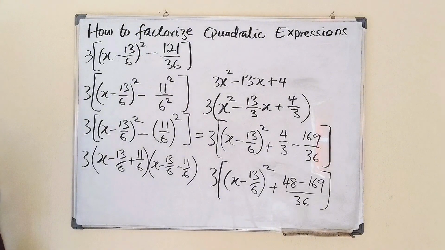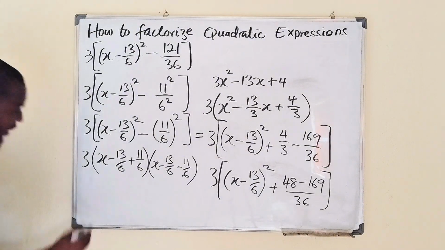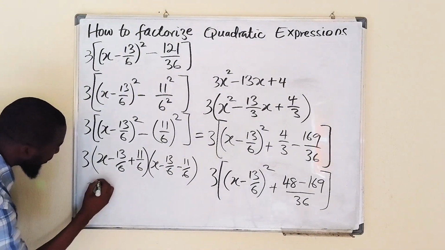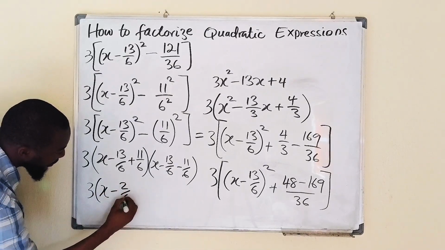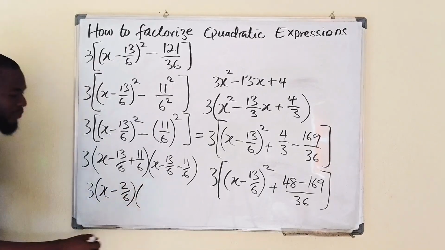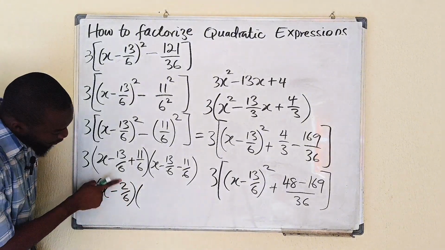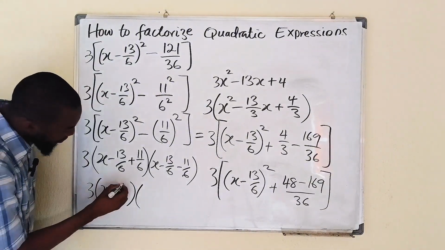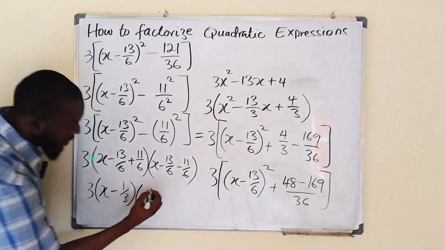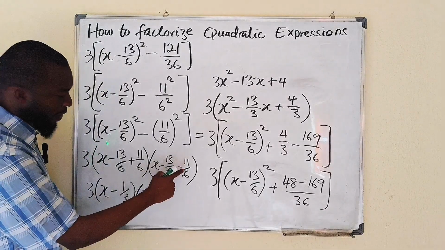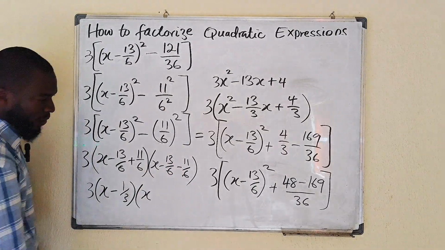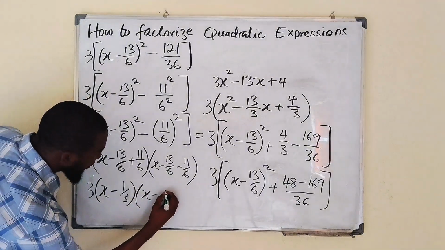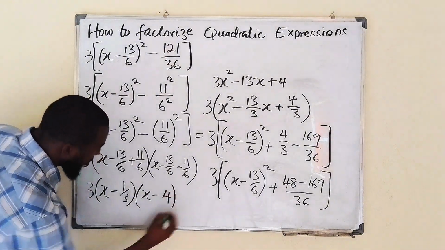Minus 13 plus 11 is minus 2, right? So this is 3 multiplied by x minus 2 divided by 6. But 2 over 6, I think, is 1 over 3. So I can write it as 1 over 3 here. And this is x, minus 24 divided by 6, which is 4. So we have minus 4.